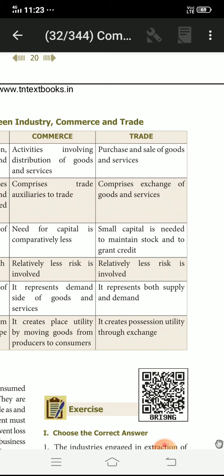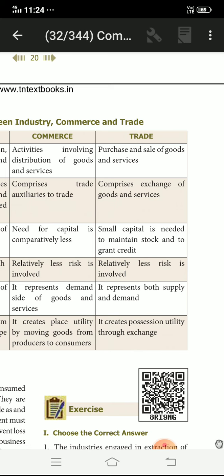What is internal trade? Trade carried on within the boundary of a nation, within the boundary of a country, within the boundary of a state. That is called internal trade. When we are crossing the boundary of a country, then it is called external trade or international trade. And it is of three types: import trade, export trade, and entrepot trade.